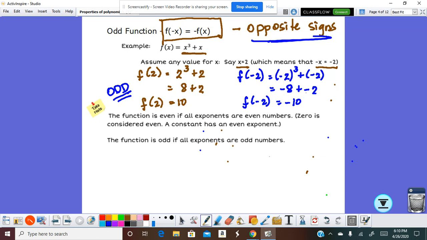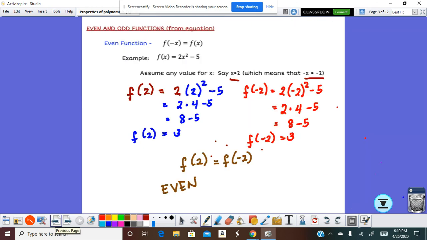Now, even without calculating the values of the function, you can just look at the exponents. If all the exponents are even numbers, now 0 is considered an even number for this purpose. So that means the constant has an even exponent, x to the 0. So let's look at the first one. The exponents are 2, and then you have a constant, the exponent of which is 0. Both are even numbers, so this function is even.